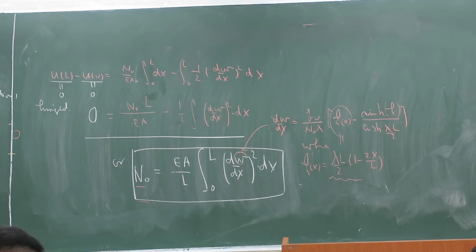Note, lambda squared equals N0 over EI. So we have a lot of lambda here. Lambda, lambda, lambda, lambda. So this equation is a highly nonlinear equation of N0.